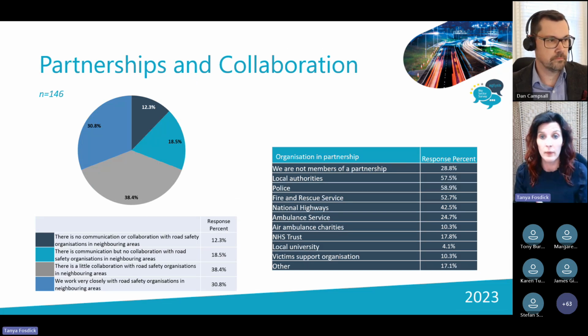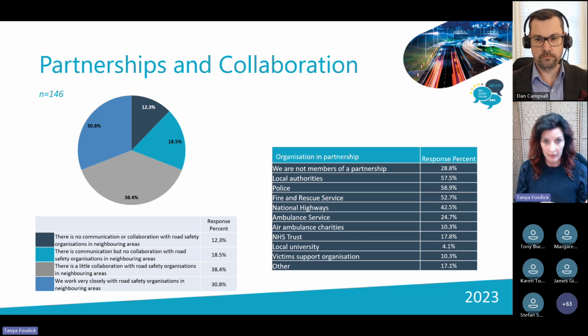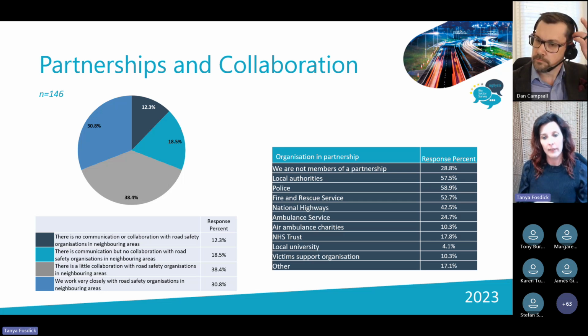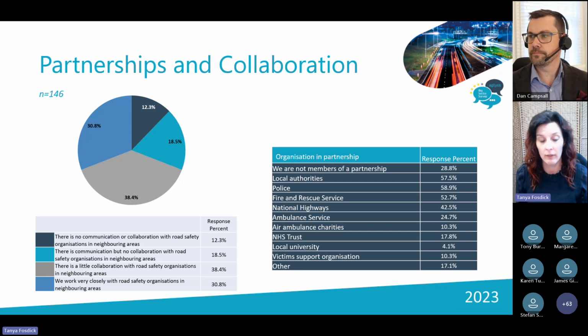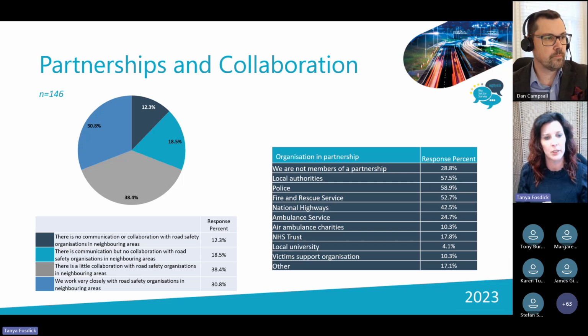We also wanted to understand whether or not people were collaborating with road safety organisations in neighbouring areas. So this chart here has a few pieces of information. There are some areas where we've got little collaboration, and thinking about coordination, economies of scale, consistency of messaging, and how we deliver a safe system approach, we could do with a little bit more collaboration here.